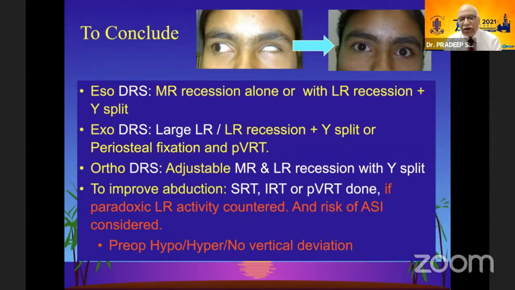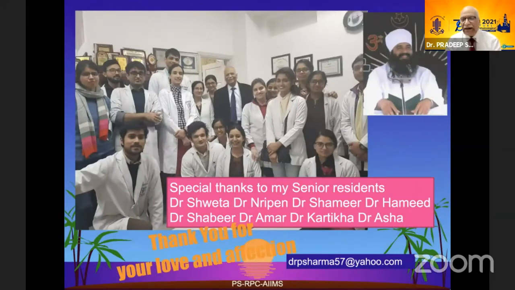In Ortho-DRS cases, just to repeat, adjustable MR recession and LR recession with Y-split. To improve abduction, SRT may be added, IRT may be added, depending upon the pre-operative hypo or hypertropia respectively, and a PVRT if there is no pre-operative deviation. So this is the management of DRS cases.